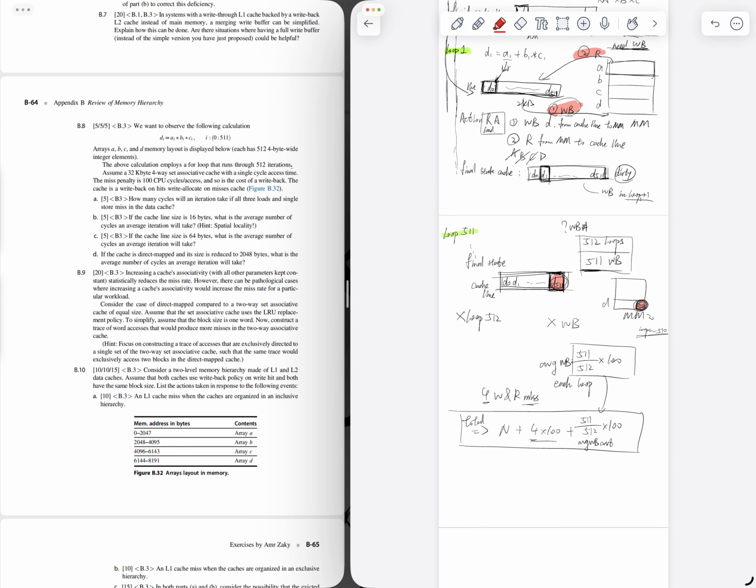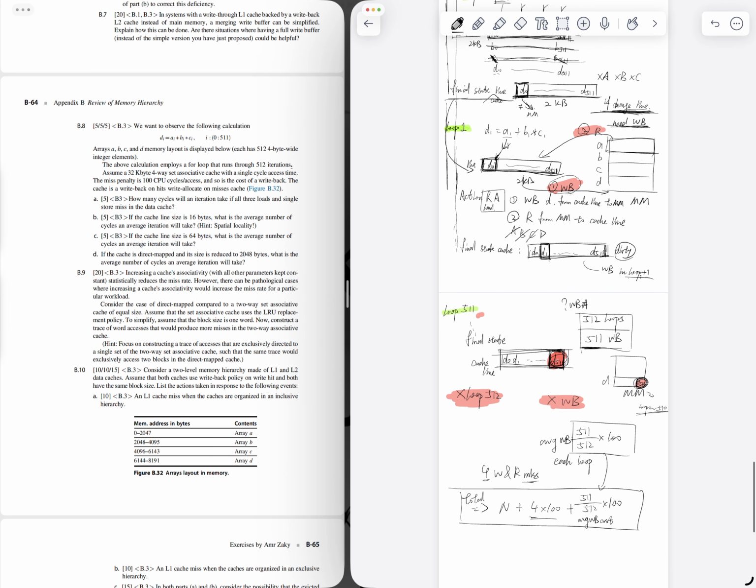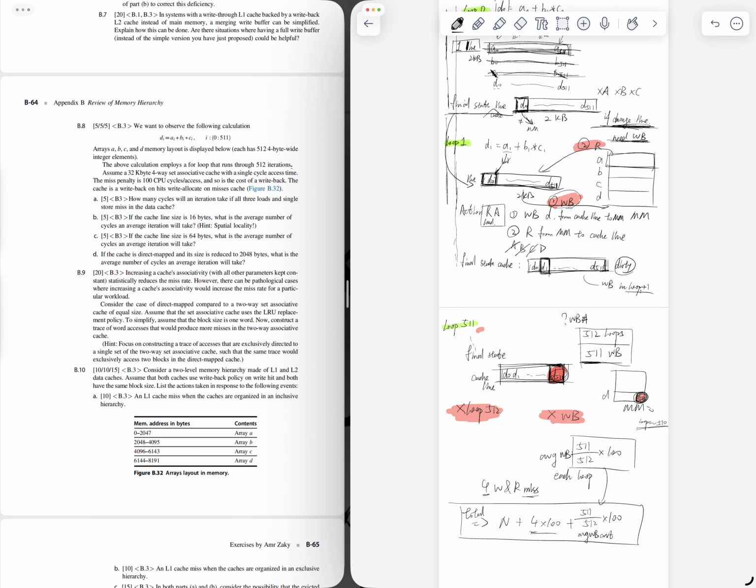And in the final loop, it just keeps it in the cache and does not write back, since there is no loop 512, right? So no write back. It will keep it. So that is for homework 3, question 2, part D.